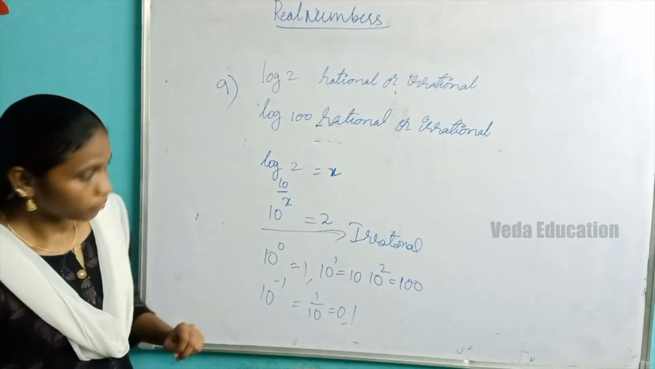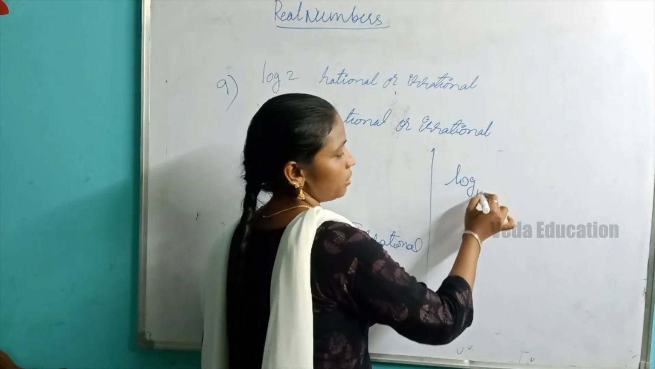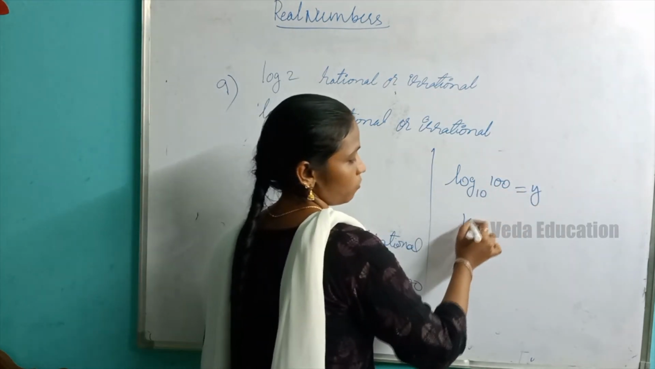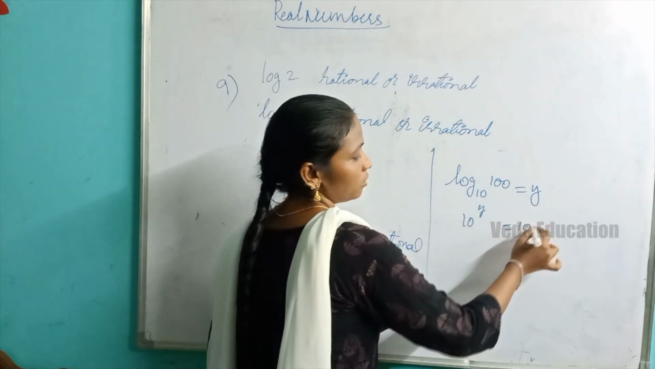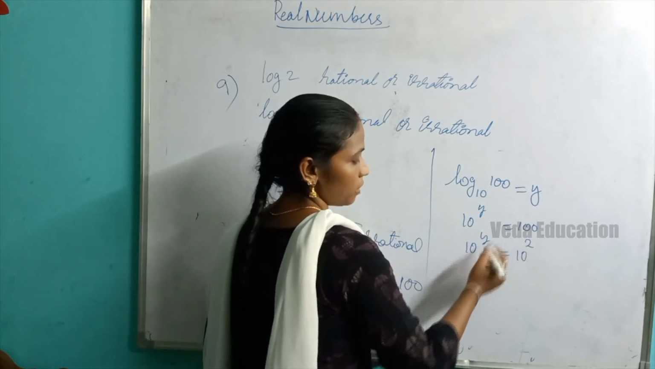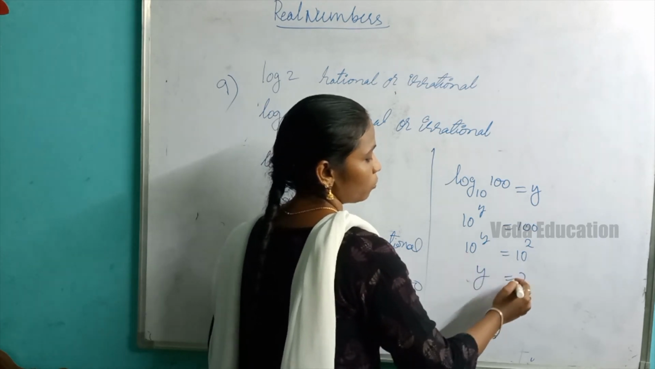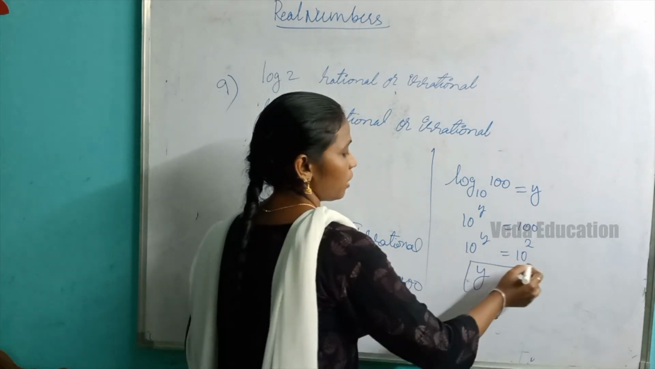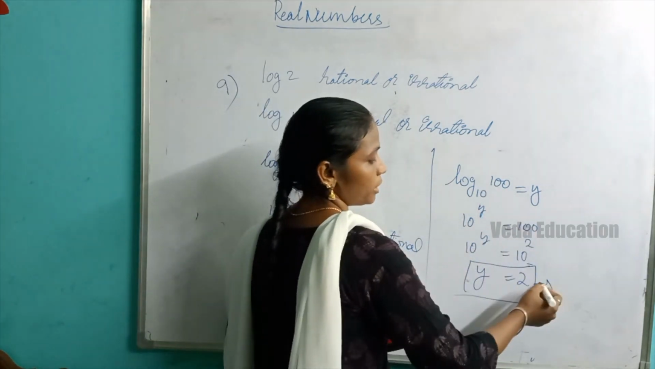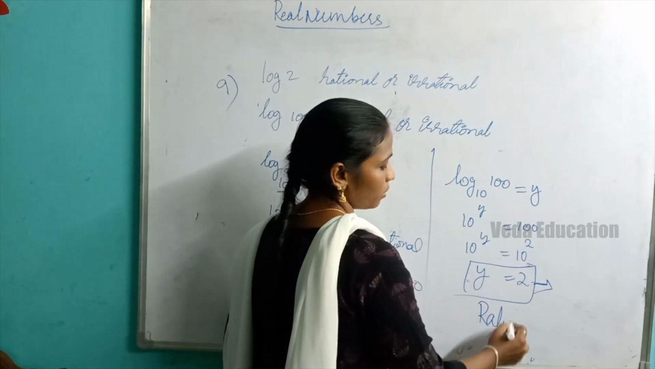Got it? Next, log 100. Now consider base as 10. Log 100 equal to y. Now write in exponential form: 10 to the power of y equal to 100. Now write in exponential form: 10 to the power of y equal to 10 square. Now if bases are equal, powers will be equal. So the y value is y equal to 2. Got it? So this is the value of y. So it is the value of log 100. So it is a rational number. 2 is a rational number, no? So log 100 is also a rational number.